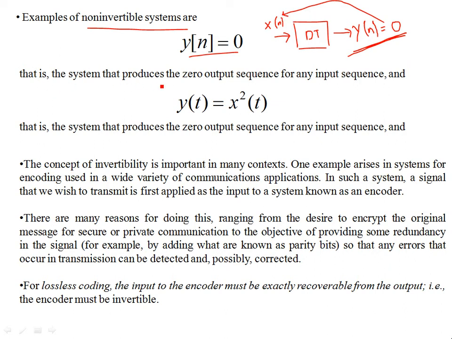Therefore, the system is non-invertible. So that is the system that produces a 0 output sequence for an input sequence. It's a non-invertible system. Similarly, there's another example for a continuous time system.